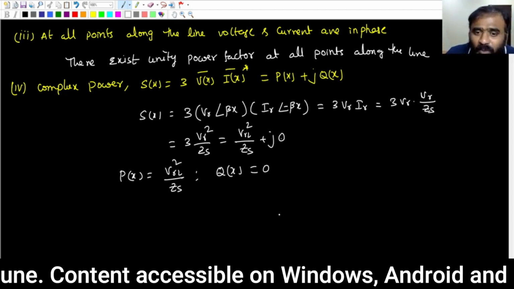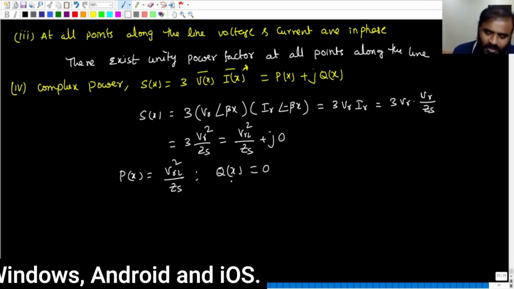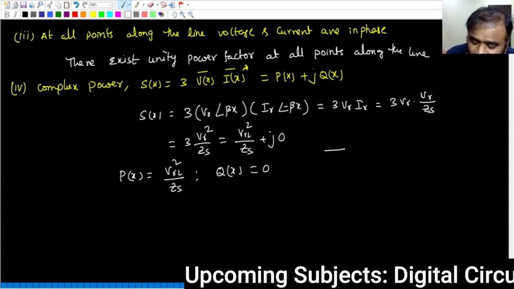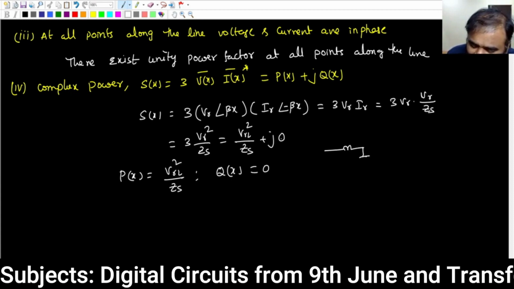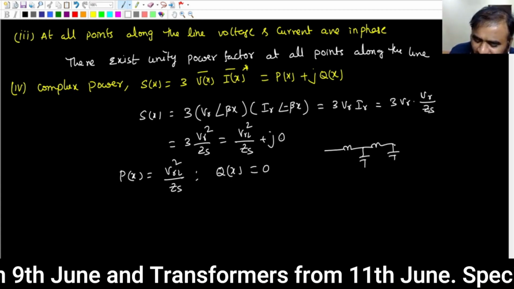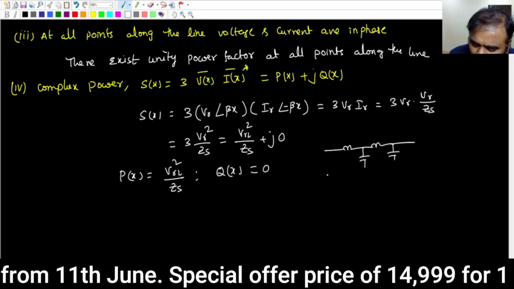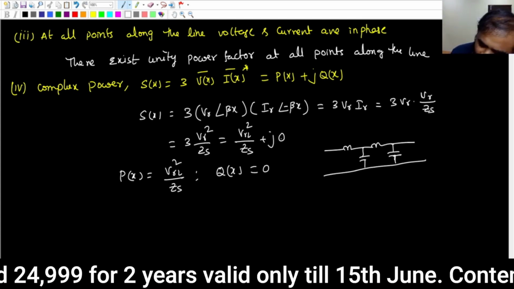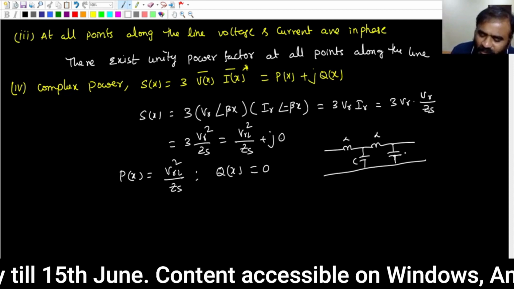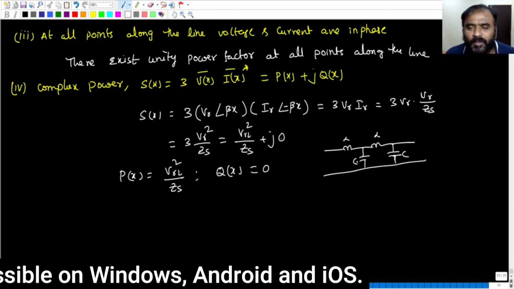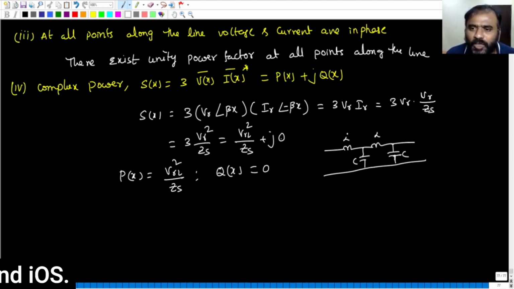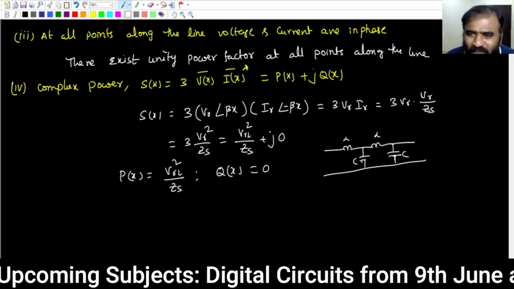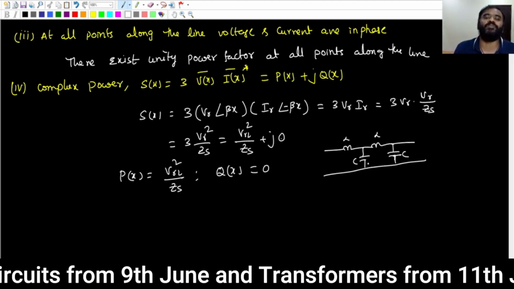But why is this reactive power 0? From this we can understand that reactive power consumption and generation are both the same. Because we are assuming it's a lossless line, but inductance is there and capacitance is there. In every section there exists an inductance and capacitance, from the sending end to the receiving end. You understand? The inductor consumes the reactive power, the capacitor supplies the reactive power. But Q of x 0 means whatever reactive power is consumed by the inductor and whatever is supplied by the capacitor, both are the same. That is the reason Q of x becomes 0.